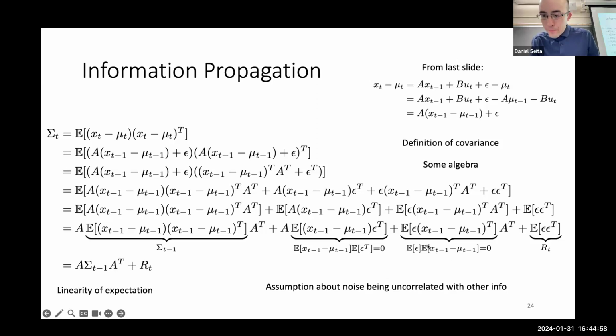I think there's a very slight typo. There's a missing transpose here, but that just makes the matrix algebra work out. So yeah, any questions about this?